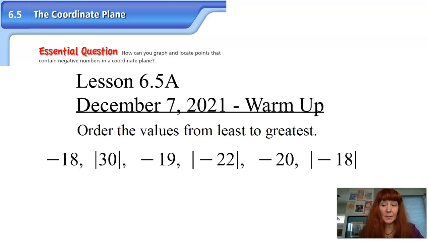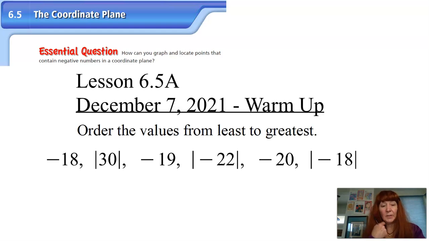This is the first lesson on the coordinate plane. The essential question is, how can you graph and locate points that contain negative numbers in a coordinate plane? And first, of course, I've got a warm-up for you. Notice it has some absolute values, and I'm asking you to put the values in order from least to greatest.